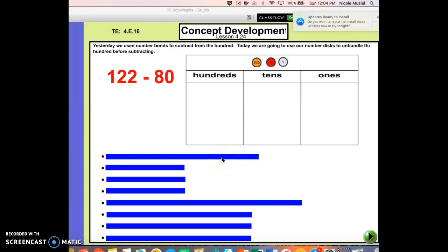Hi friends, we're on Module 4, Lesson 24. Yesterday, we used number bonds to subtract from the hundred. Today, we're going to use our number discs to unbundle the hundreds before subtracting.